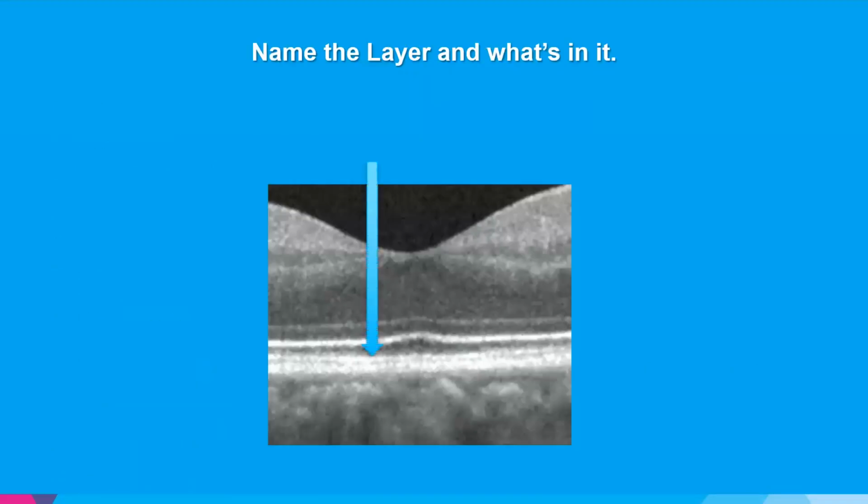Okay, name the layer and what's in it. I'm pointing to this layer that's sitting on top of the RPE-Bruch's complex. What do we call that? The interdigitation zone. And what's happening there?